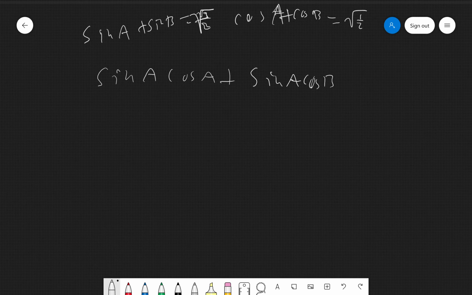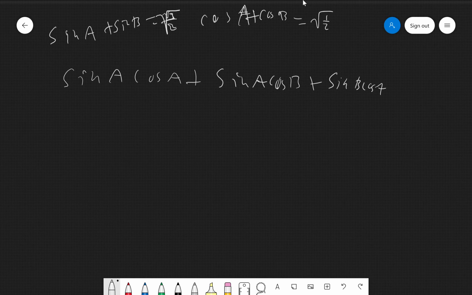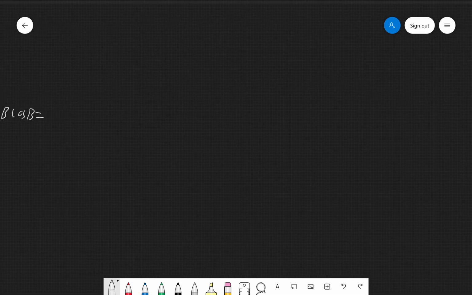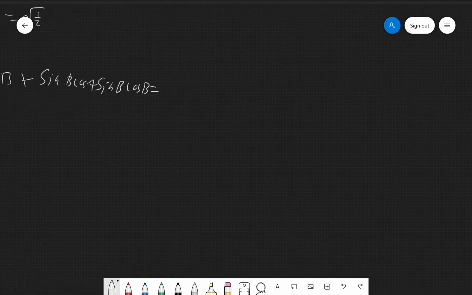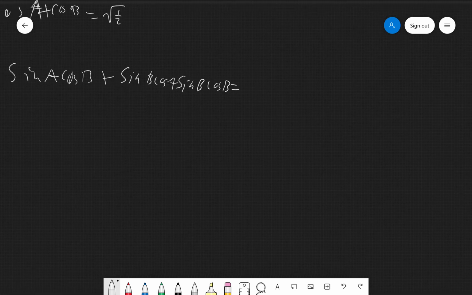Nice thing about having something plus something times something plus something is that there's no need to worry about the signs. The symbols, not the signs. So, now that plus outside, inside, sine of B cosine of A, outside, last, is equal to the square root of 1 half times the square root of 3 half, that's the square root of 3 halves times 1 half, that's the square root of 3 over 4, that's the square root of 3 over 2. So that's nice.